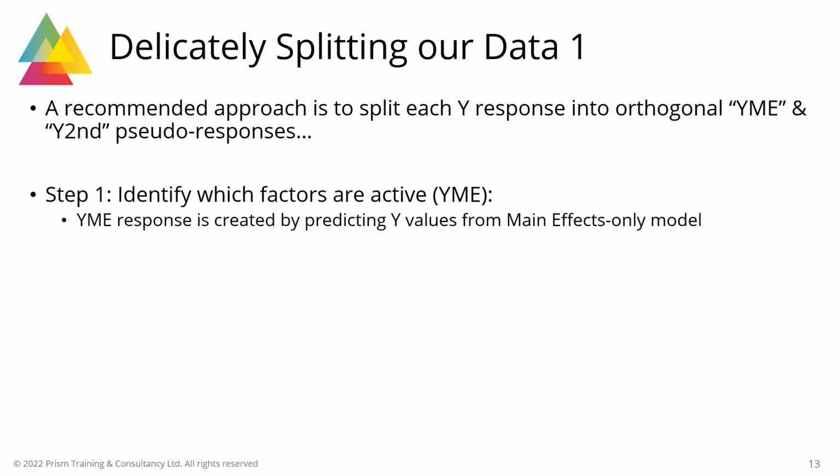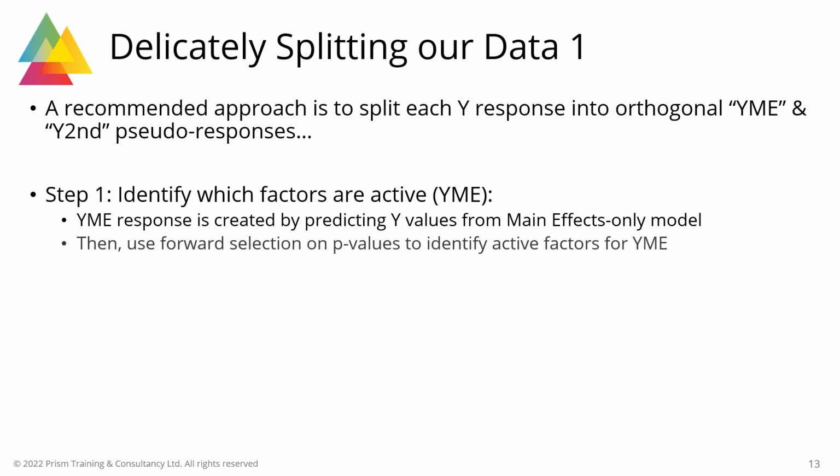Now, what we do to build this YME response is we build, first of all, a main effects only model for our original response. And we then predict the expected value for each run in our table. Those predicted values form our YME pseudo response. Then we can use a fairly standard forward selection method, using a p-value cutoff to identify which of our factors are explaining enough to be flagged as being active.